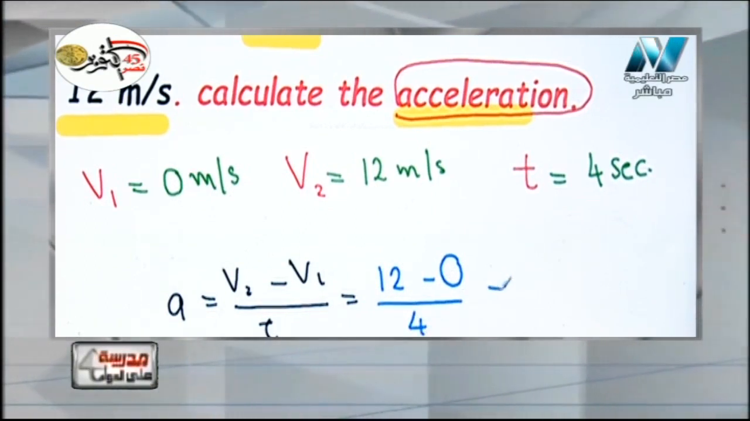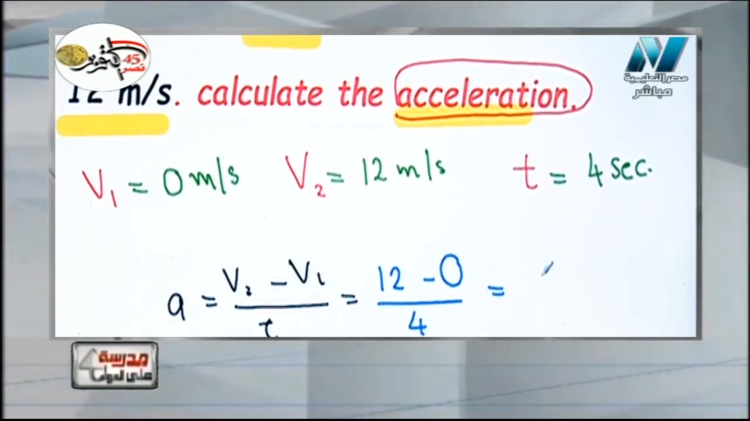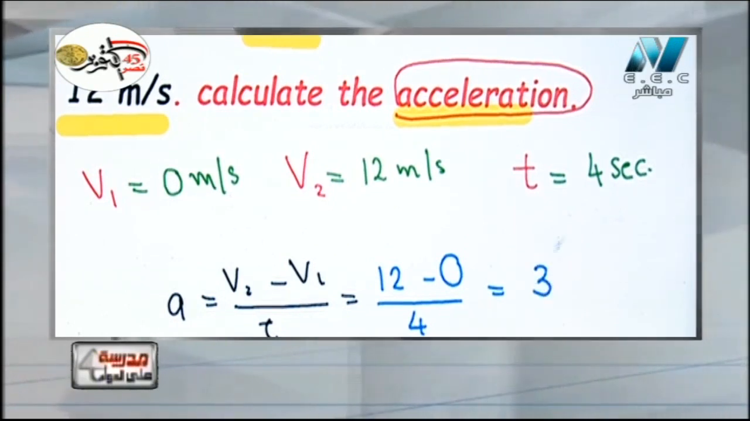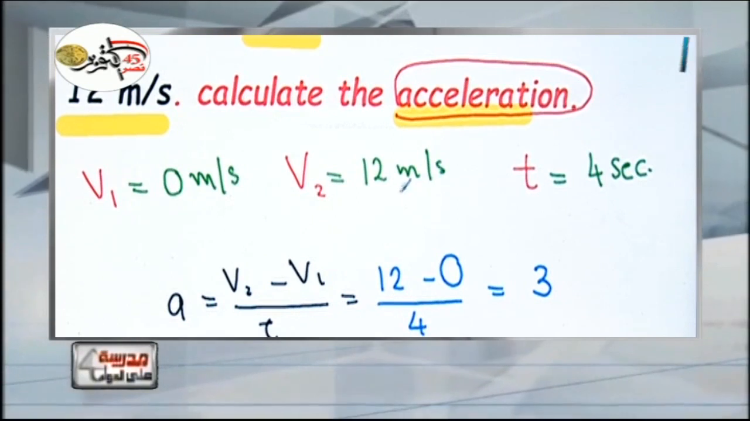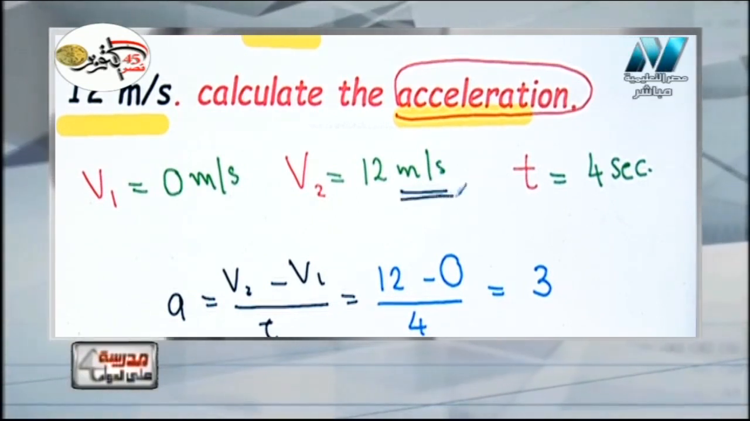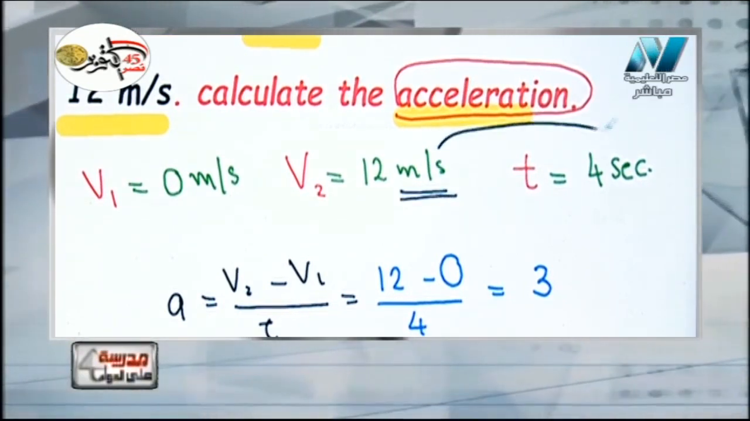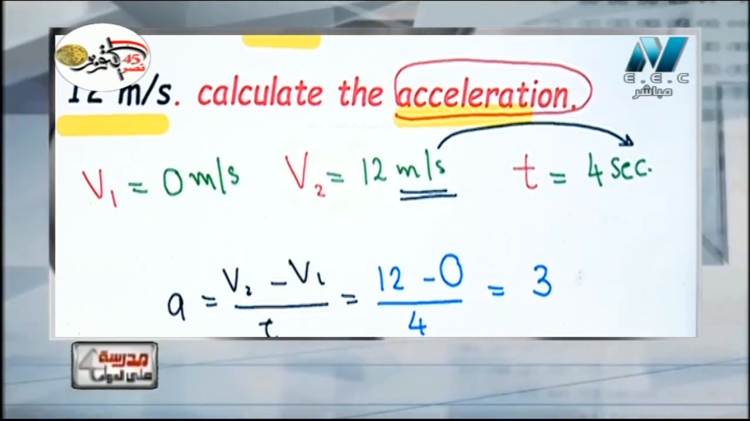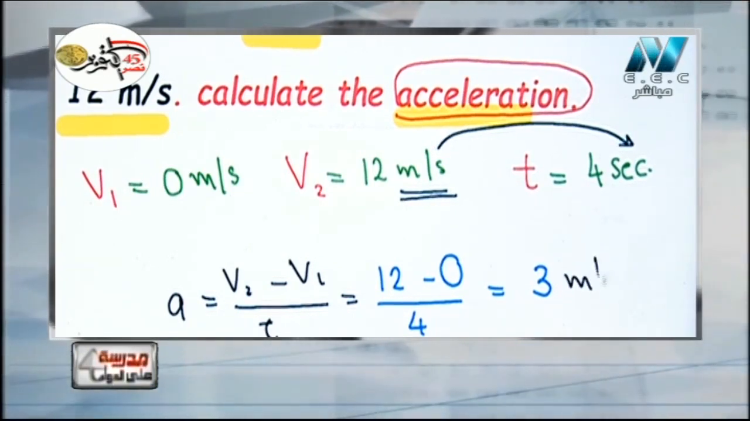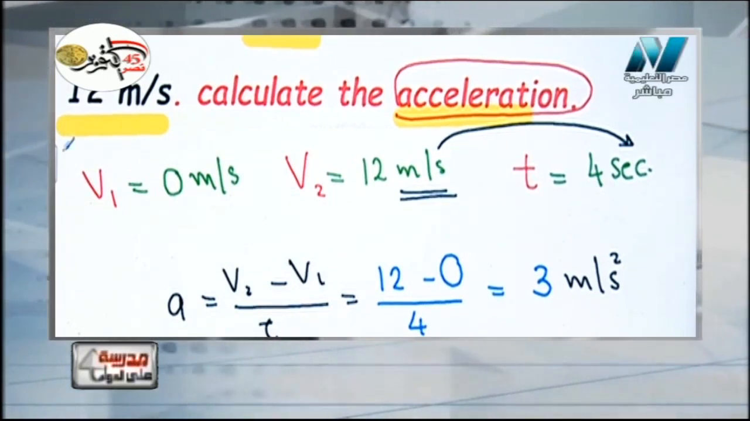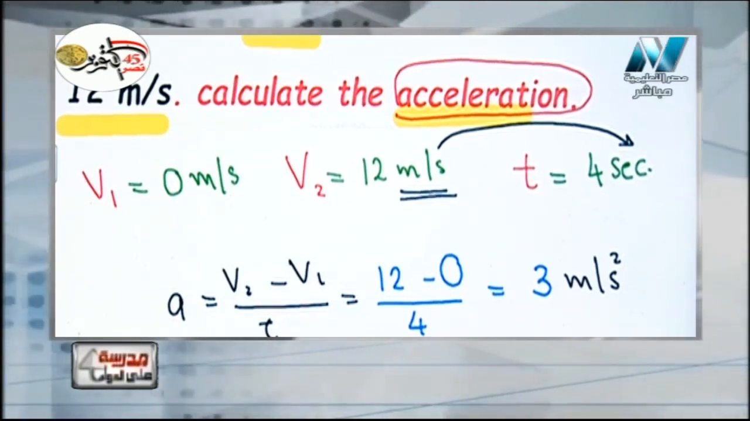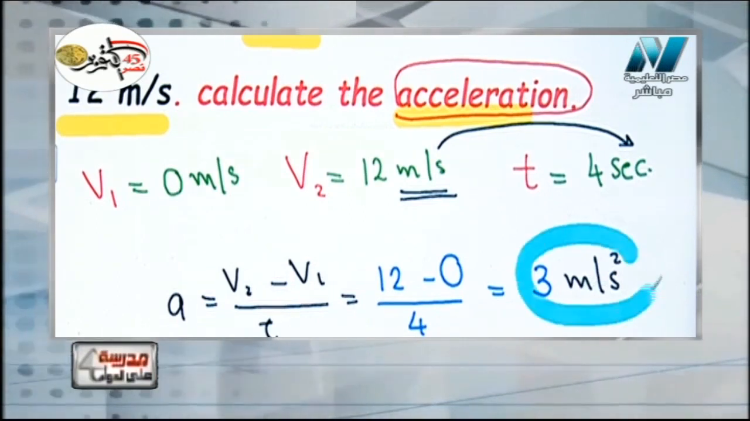So we have 12 over 4 equals 3. But 3 what? We have the measuring unit: meter per second squared, because here we have meter per second and here the unit is second. So we have meter per second squared as the measuring unit of acceleration, زي ما احنا شايفين قدامنا كده.